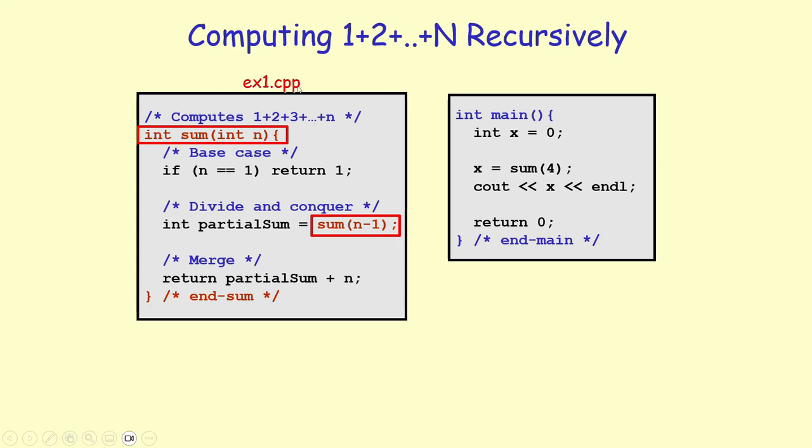This is example1.cpp in our example code. Again, remember the template that I gave you. We are trying to write this recursive function sum that takes a problem of size n and computes the sum of the numbers from 1 to n.